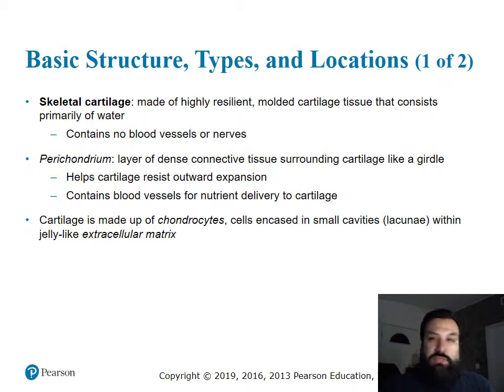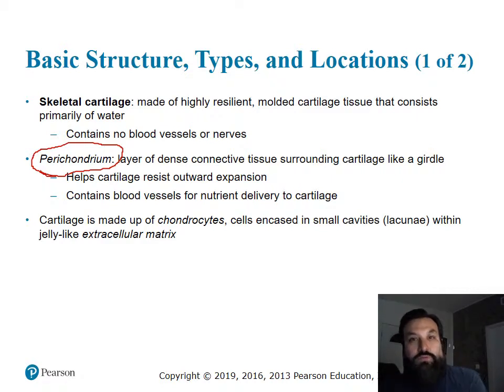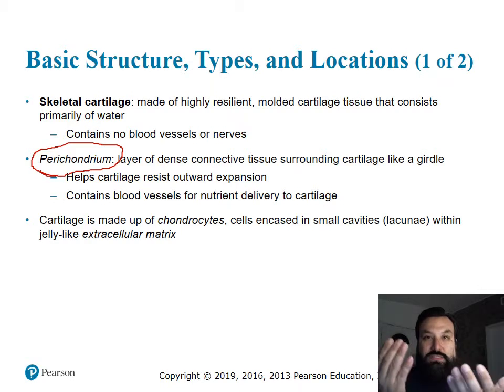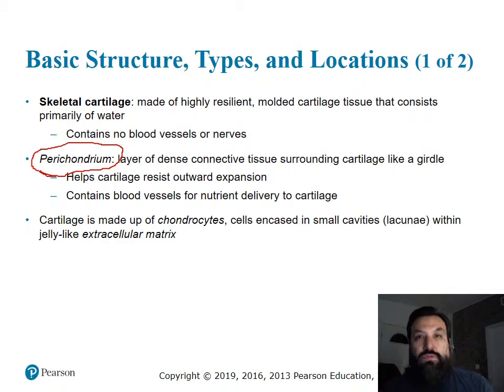does not have any blood vessels, does not have any nerves. And so we use this word here, and I'll go ahead and highlight this word here, perichondrium. Okay, perichondrium is a layer of dense connective tissue that surrounds the cartilage, very much like a girdle. So this is actually where we start to see cartilage forming and first starting to see this dense layer of connective tissue that covers the entire cartilage itself.